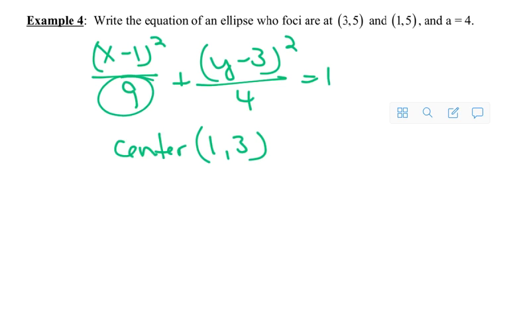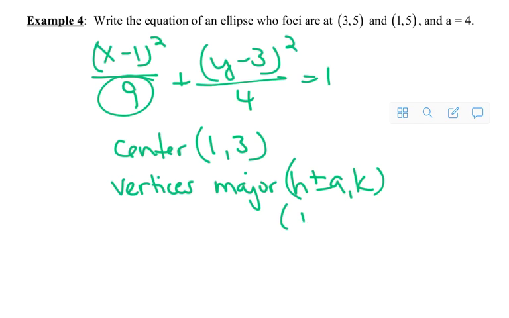Since the bigger number is under x, this is elongated horizontally, and so I use that set of definitions in order to find the vertices and the foci. The vertices along the major axis are (h plus or minus a, k). So it's going to be (1 plus or minus 3, 4), because a squared is 9, so a is 3.